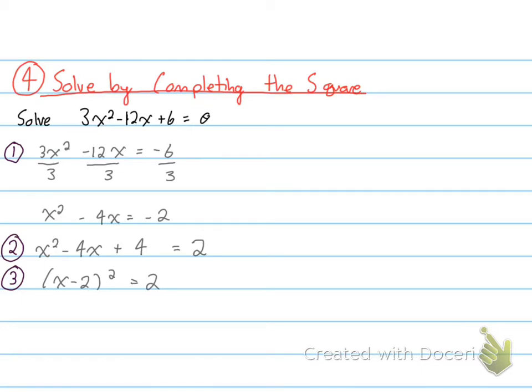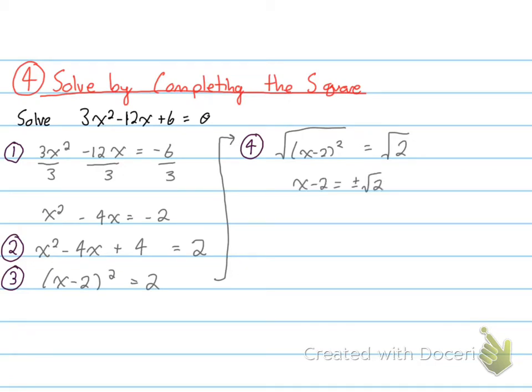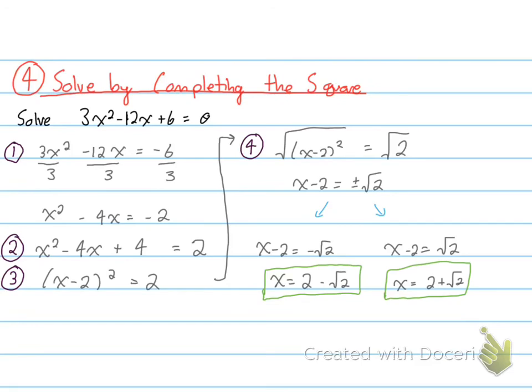Now finally, I only see that x in one place. I'm ready to go to solve for x. So I'm going to square root both sides. I'm left with x minus 2 equals plus or minus the square root of 2. I'm going to split up that equation. Add 2, I would get x equals 2 minus the square root of 2. And then x equals 2 plus the square root of 2. And those would be my answers, and I'd finally be done.